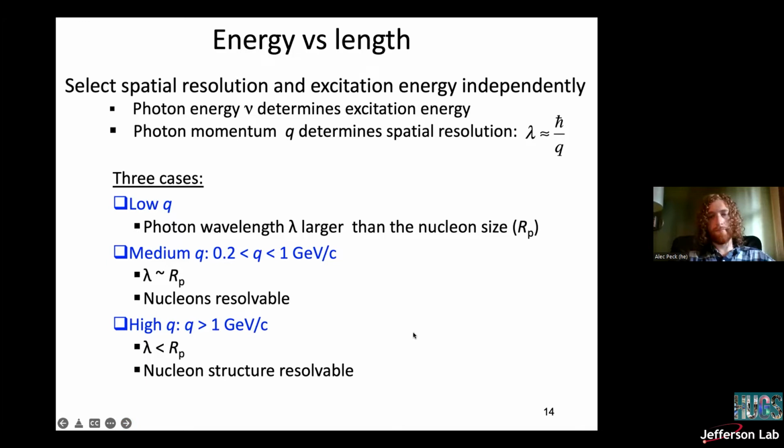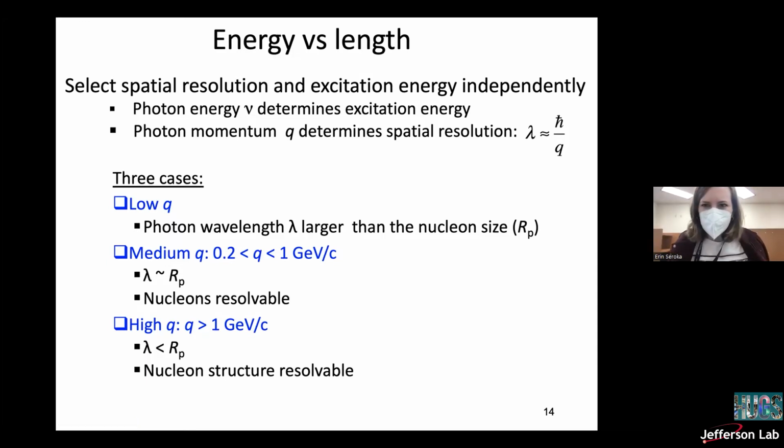Dien, can I ask a question? Yeah, sure. For photons, E equals p, so can you really select them independently, or is the spatial resolution just a different way of looking at the energy resolution?